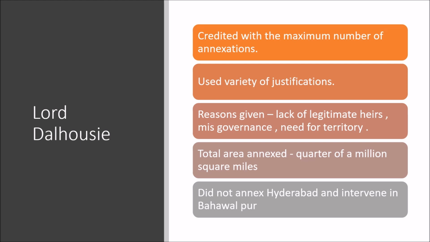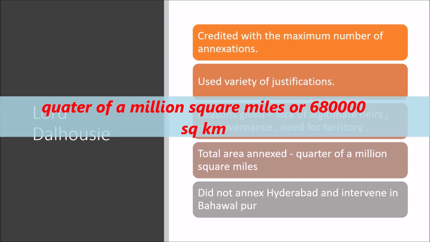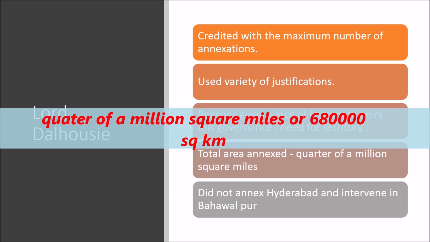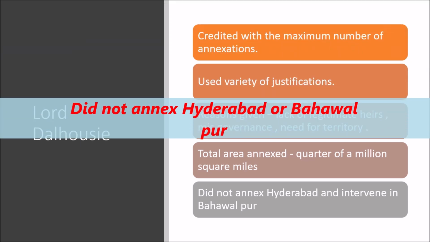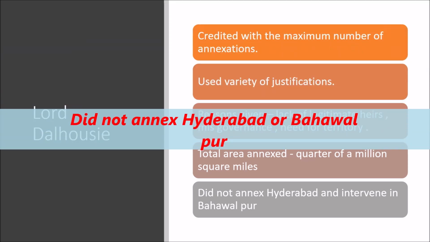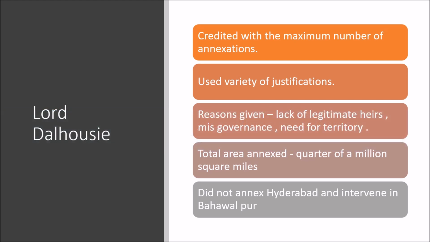The total area annexed during Lord Dalhousie's tenure came up to somewhere in the vicinity of a quarter of a million square miles, or 680,000 square kilometers. This was substantially more than any other Governor General. In fact, it was almost 25% of the entire annexations done by the company since its inception. But it wasn't that Lord Dalhousie would annex any property that the Court of Directors wished. In fact, he refused point blank when he was asked to annex Hyderabad and intervene in Bahawalpur when the Court of Directors had asked him to do so.